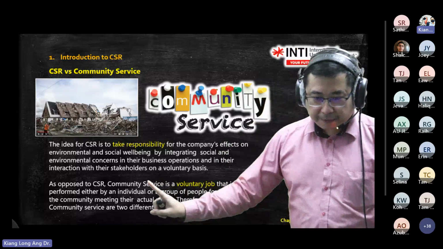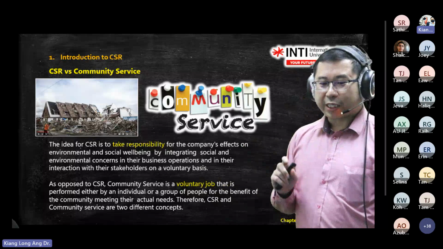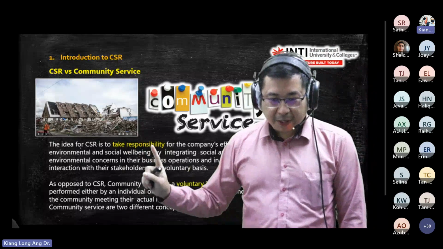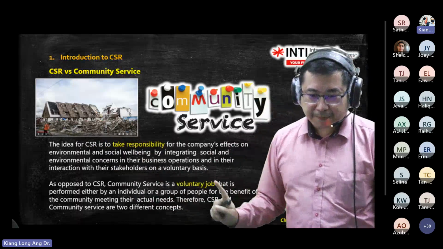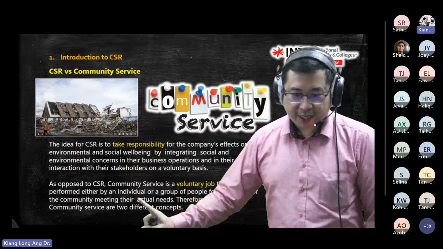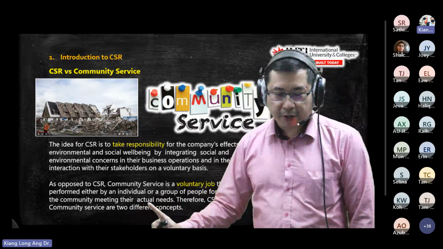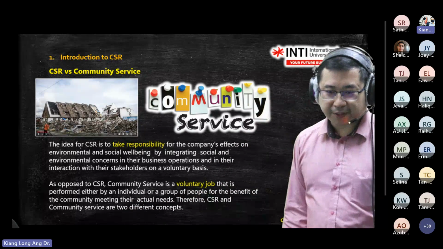So if the definition later, just now in a quiz, you see this keyword, then it belongs to CSR. The answer without the responsibility, but it keeps mentioning voluntary work, then it falls under community service. Okay, the rest you can read in the slides.